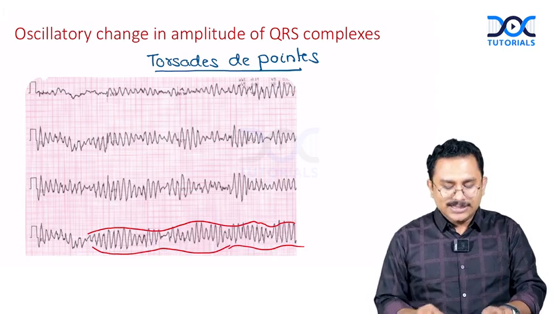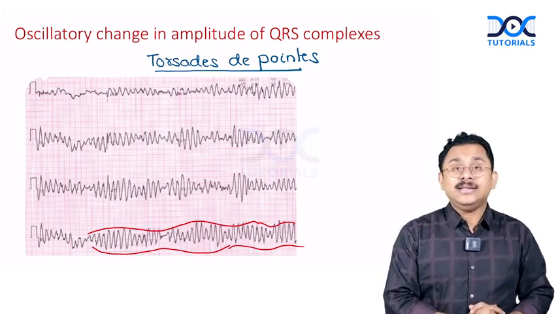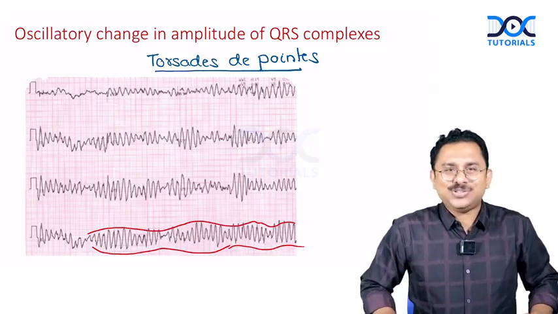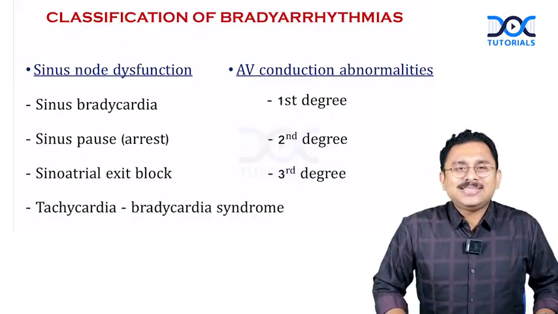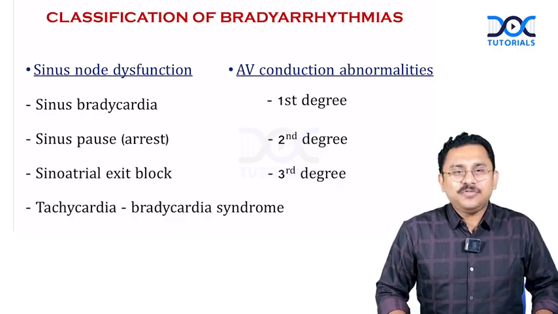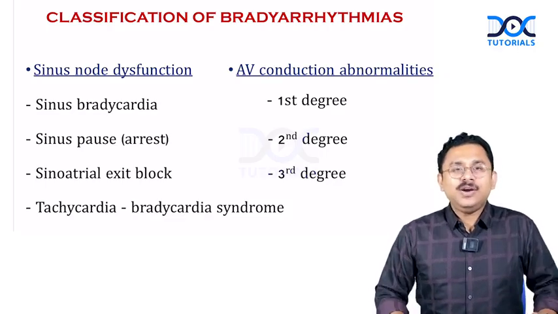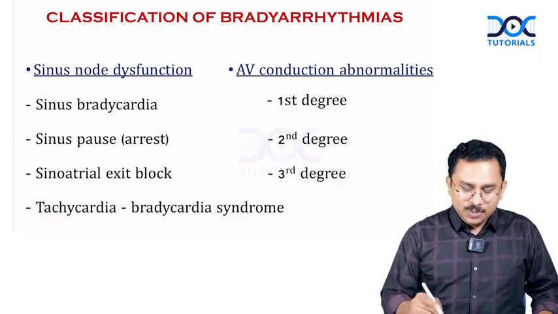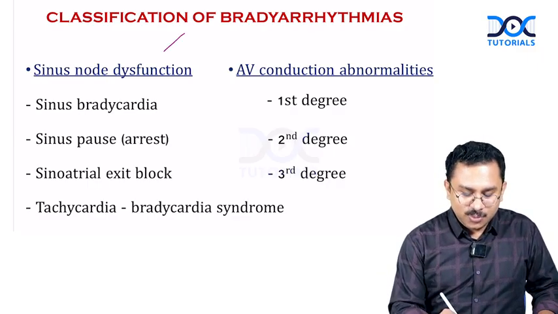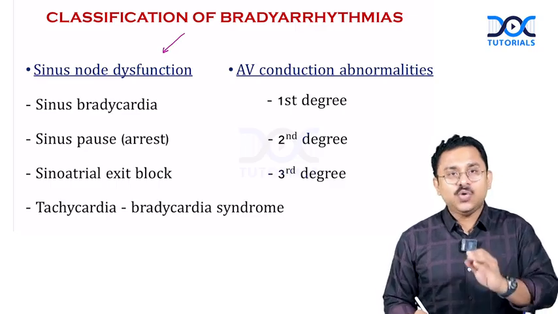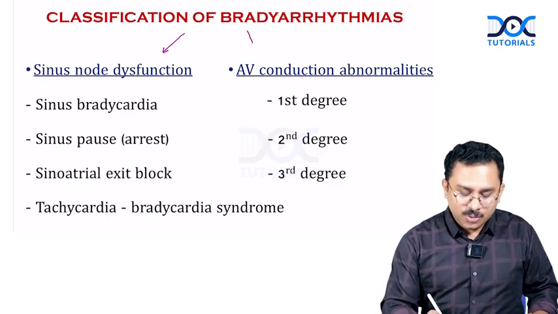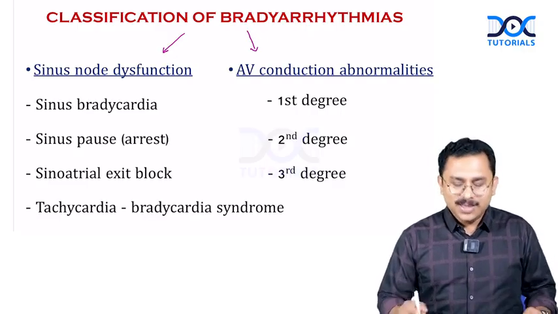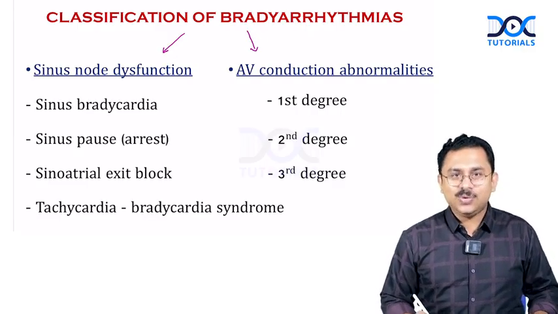Okay, so thus in this module we have discussed the approach to tachyarrhythmias, a very simplified approach. Let us now discuss the approach to the diagnosis of bradyarrhythmias. First of all, you should know the classification of bradyarrhythmias. So bradyarrhythmias can occur due to either a sinus node dysfunction or due to AV conduction abnormality. So what are the bradyarrhythmias that occur due to sinus node dysfunction?